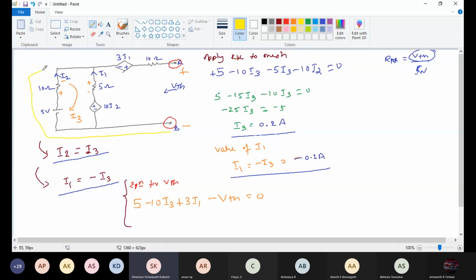From A, I am writing in this path: minus 2 plus 5 plus 2 minus 10 I. Then coming to this minus 2 plus, that is plus 3 I1. Then I neglected this. Then coming to this, minus potential drop, minus VTH. Is there any logic in why I am not considering this 10 ohm?